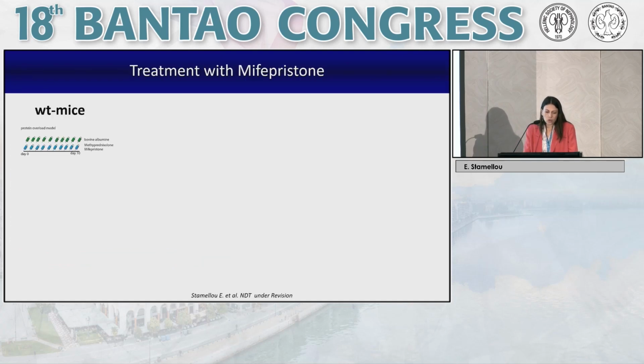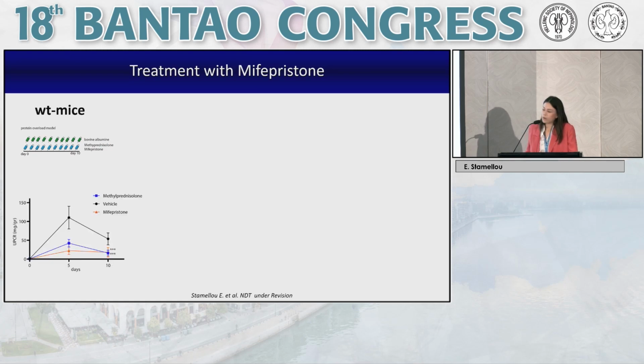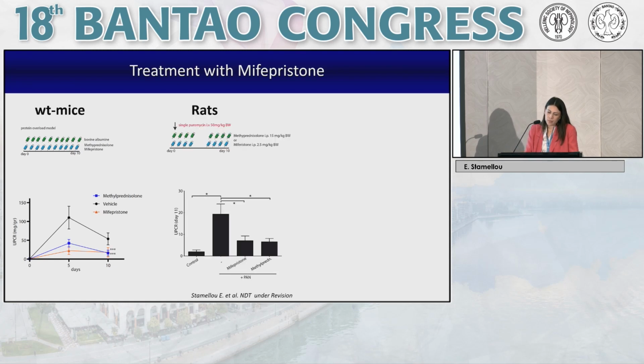Then we also tested this in wild-type mice, but now with treatment with mifepristone, which can pharmacologically inhibit the glucocorticoid receptor, and we had the same result. We found that inhibition of the glucocorticoid receptor had the same effect as treatment with cortisone in reducing proteinuria. And we have the same finding in rats. When we use the puromycin aminonucleoside nephrosis model, the prototype animal model for FSGS, again proteinuria was reduced to the same extent in mifepristone and methylprednisolone treated rats.